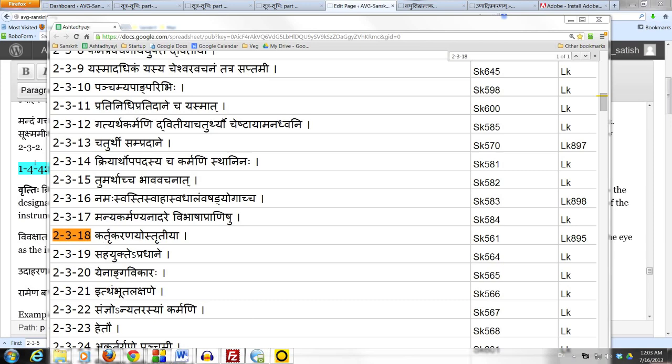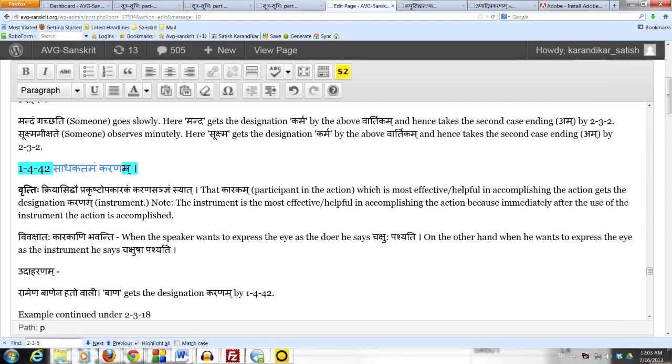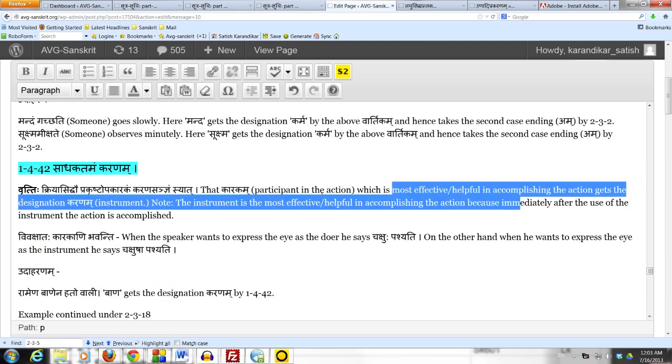We just studied the Sutram 1442, Sadhakatamang Karanam, which defines the Karana-sanya, and we saw the example Ramena Banena Hato Vali, where Bana gets the designation Karanam because it is the most helpful or effective in accomplishing the action. Immediately upon use of the arrow, the action of killing Vali was accomplished.